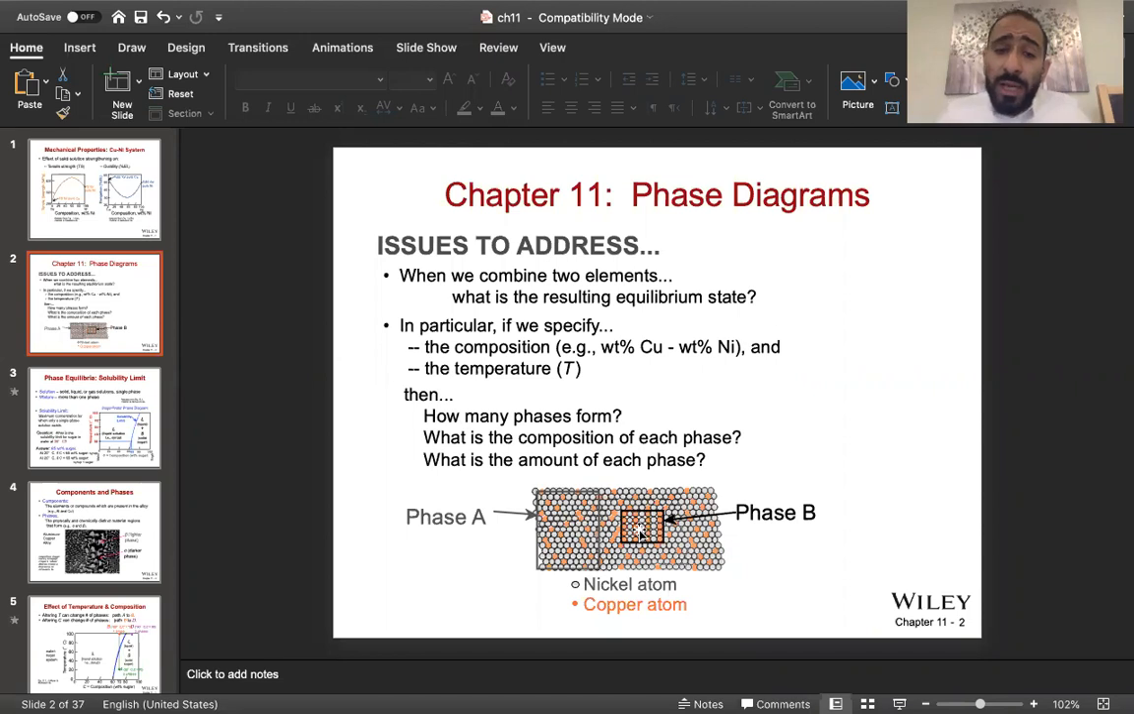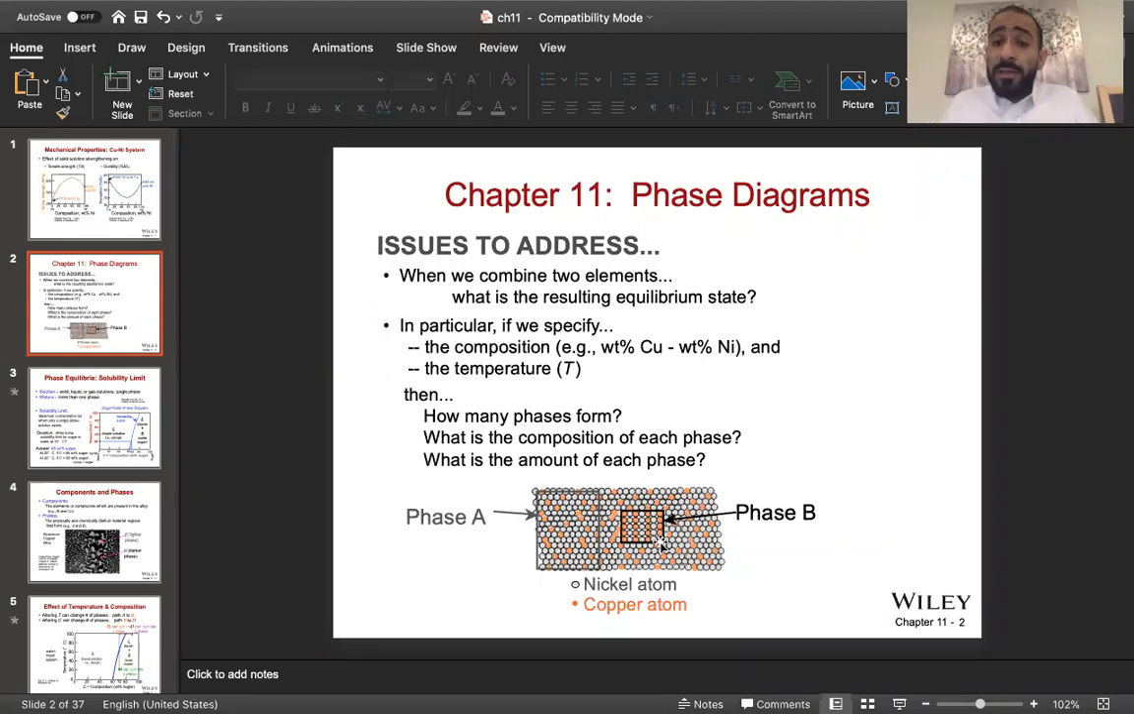So the question that we have right now is, how many phases exist? Only one phase, so we don't see this phase B over here, or do we have two phases, right? And the other question is, in phase A, how much copper do I have and how much nickel do I have? Similarly, in phase B, how much nickel do I have and how much copper do I have? And then the other question is, how much phase A do I have compared to B, right?